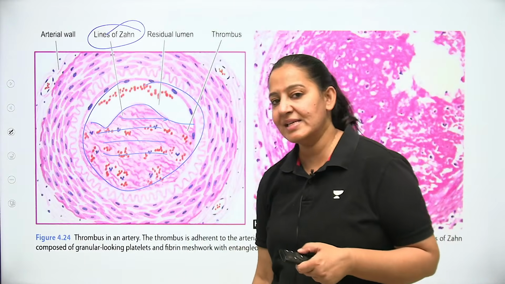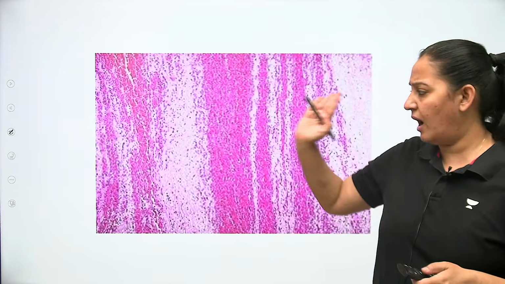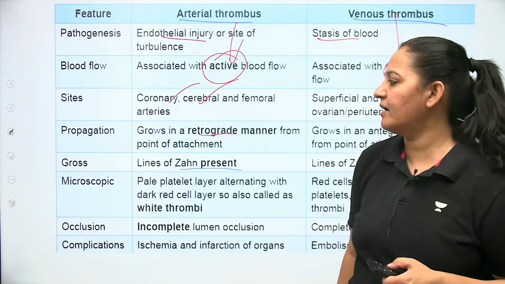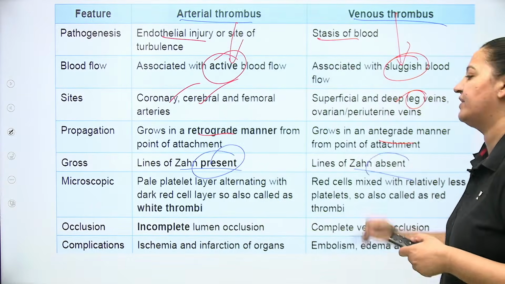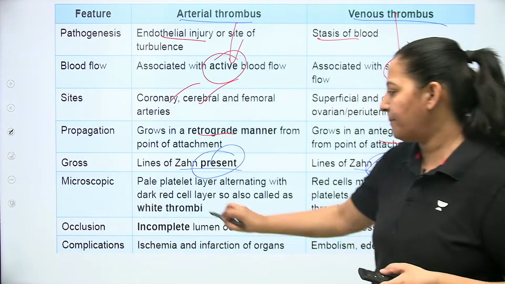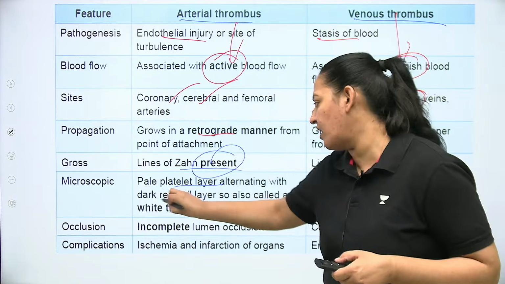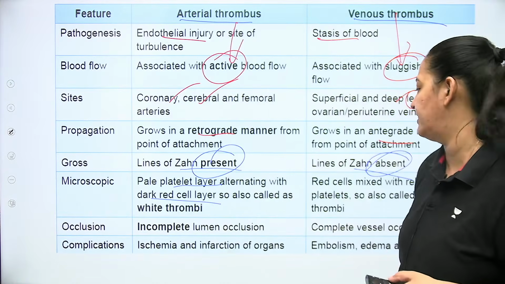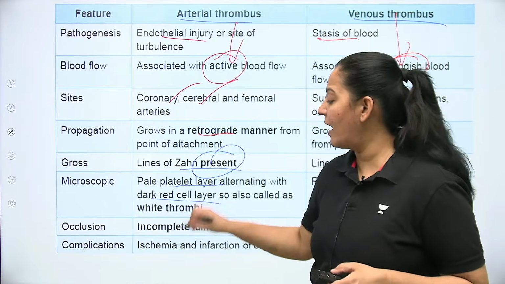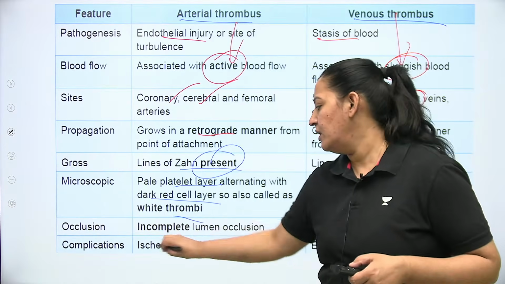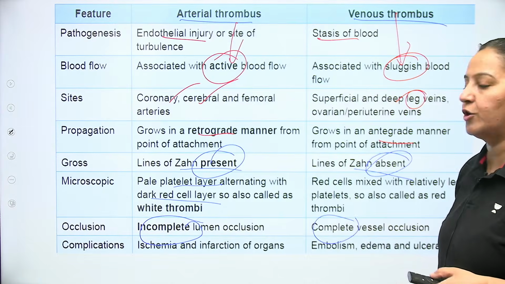These lines of Zahn, alternate light and dark, are present in arterial thrombus, but absent in venous. That you have to learn. Here the platelet layer is pale. It is light. It is alternate with dark RBC. So light, dark, light, dark, light, dark. That is the thing, right? Yeah, one more thing. The arterial ones are incomplete. They do not completely obstruct the lumen, and the venous one completely obstructs the lumen.